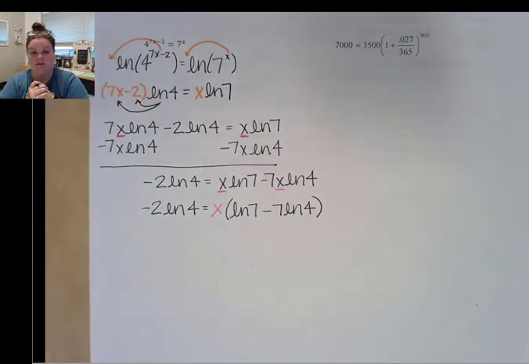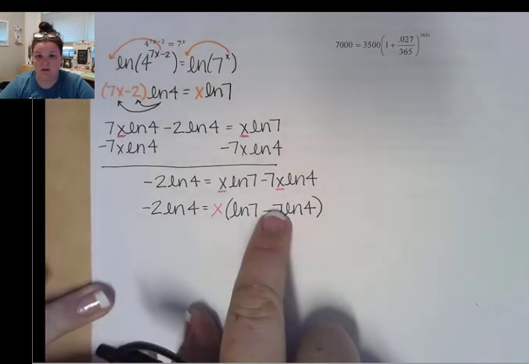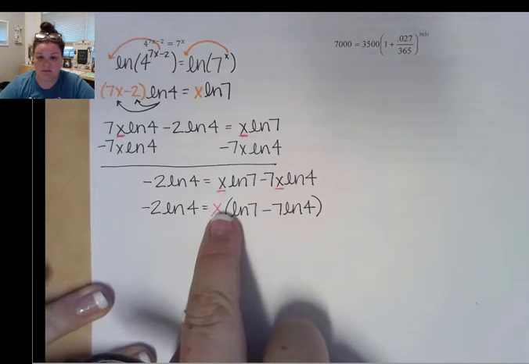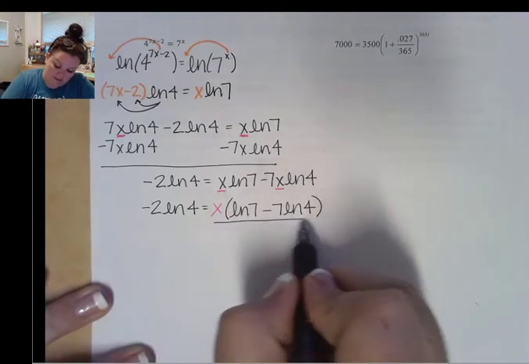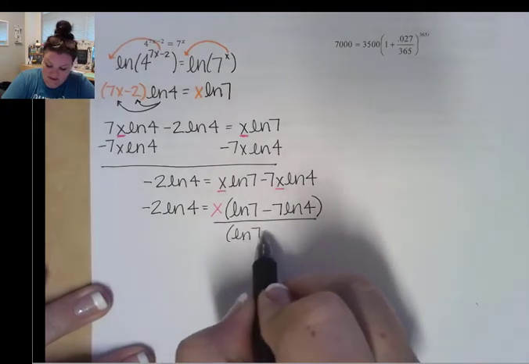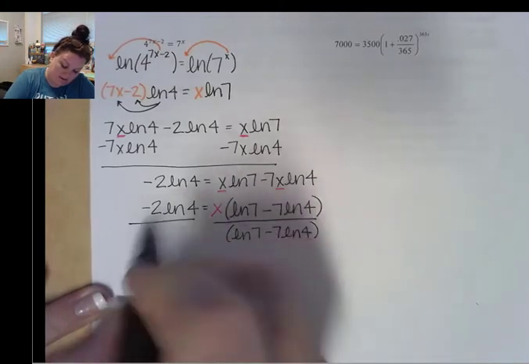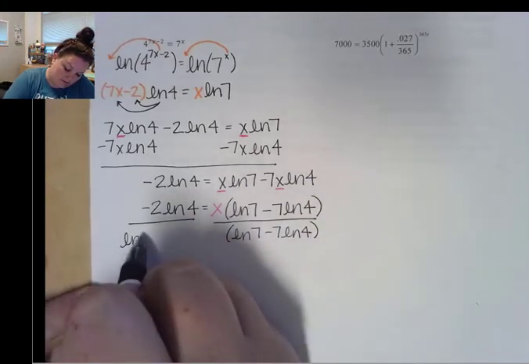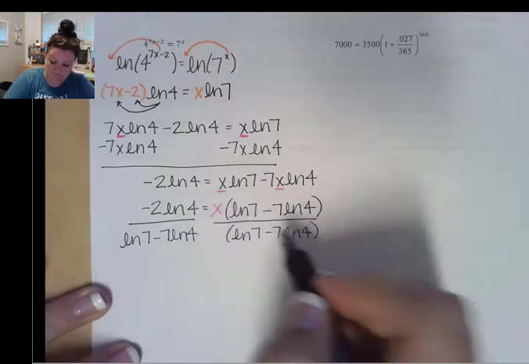Okay. I know it seems nasty, right? Because there's a lot of letters, but we're just solving by getting x by itself. So now what we have is x times some number. So we want x by itself. So it's being multiplied by some number. The way that we get it by itself is we divide off that number. Okay, so we divide off this number, minus 7 ln 4.